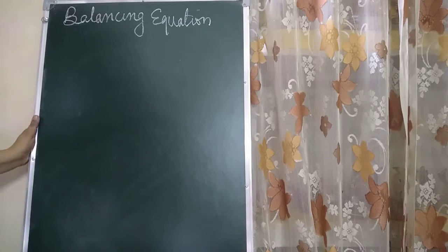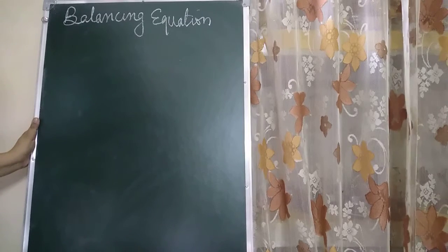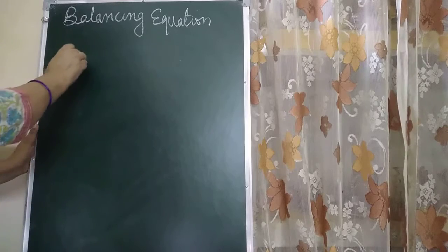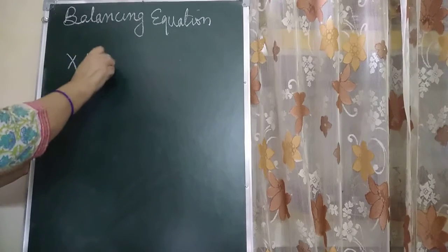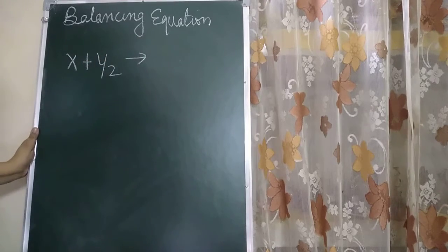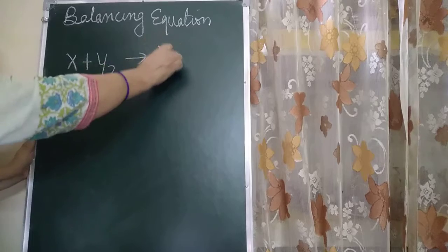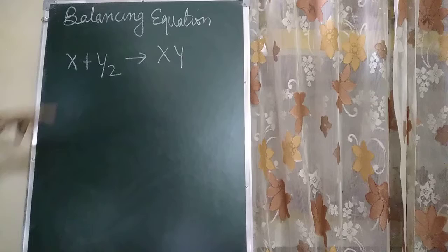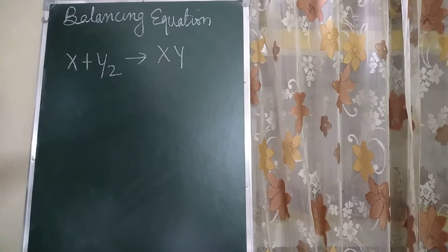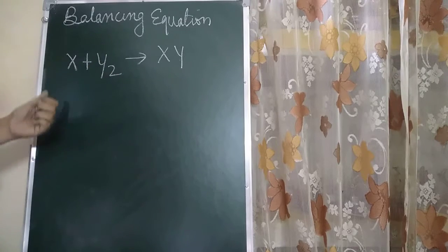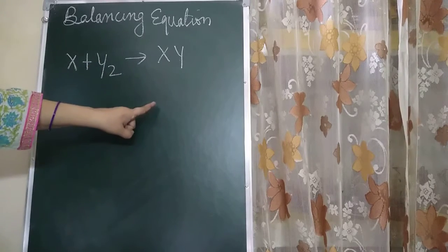Now let us take one example. As for example, reactants X and Y2 react to form a compound XY. X plus Y2 reacts to form a compound XY, children. Okay, the word equation for this reaction would be this. Now you have to balance the number of atoms of elements X and Y in the above mentioned equation.